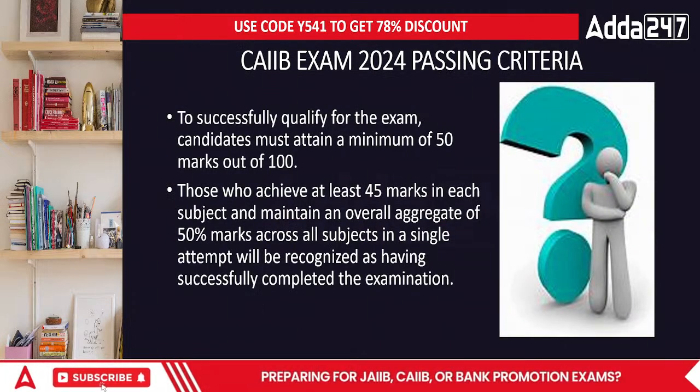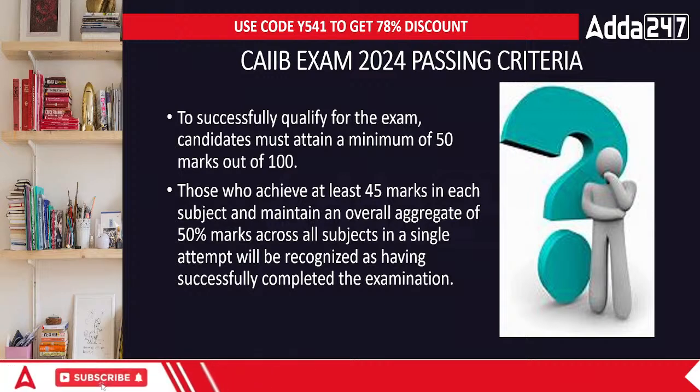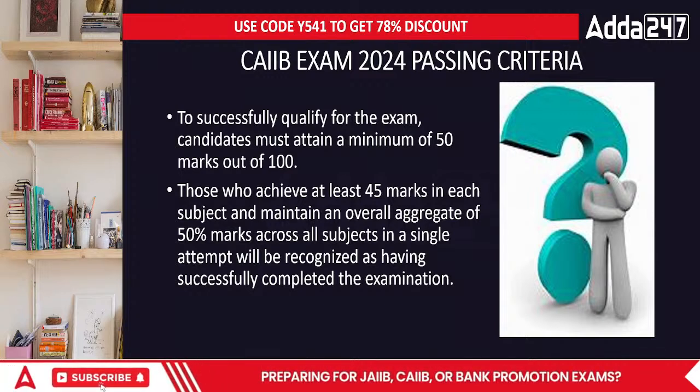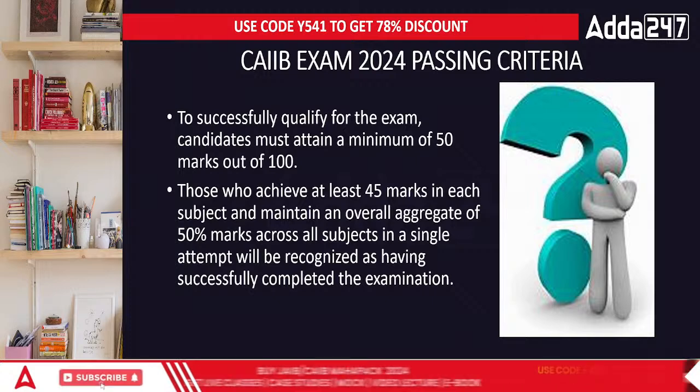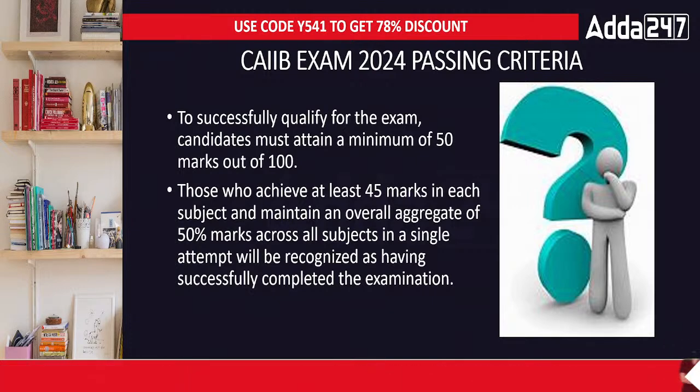What would be the passing criteria for CAIIB, everyone? The passing criteria is 45 marks if you are not registered. There might also be a specific amount that you will have to pay for the training, for the studies overall.